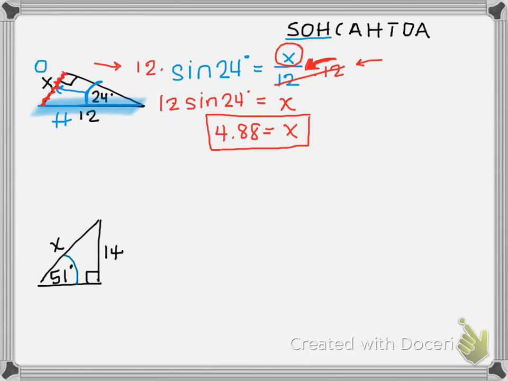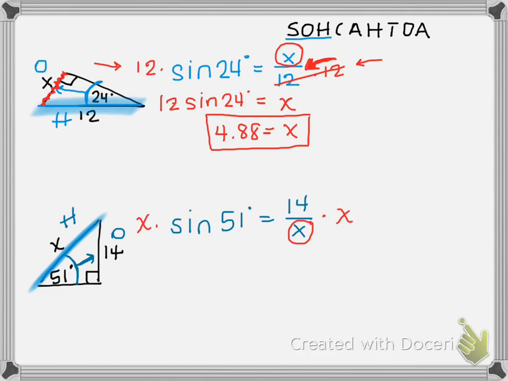Alright, the next one, we have our angle here, and we're given our opposite side, and we're given our hypotenuse. So again, the one that we're going to use is sine of 51 degrees equals 14 over x. Alright, so x is in the bottom of our fraction, and we need to get it alone. But first, we need to multiply it on both sides. The reason that we did this is because we're dividing by x here. So the opposite of dividing by x is going to be multiplying by x. So then we have x times sine of 51 degrees equals 14.